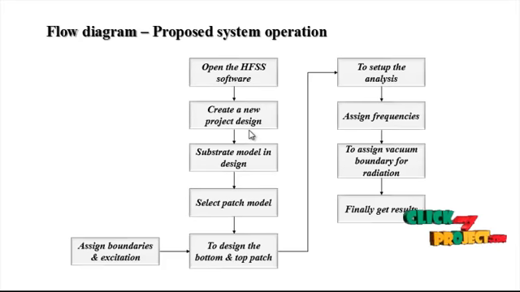We create a new project design, and then the substrate model in the design. In this process, we use the FR4 substrate. There are different structures like that, but the substrate model and design will be used. The pages will be displayed like the substrate, and then we select the patch model. Here we use the rectangular patch antenna, with the dimensions x and y as given in the paper. Select the patch model, as shown in the figure.